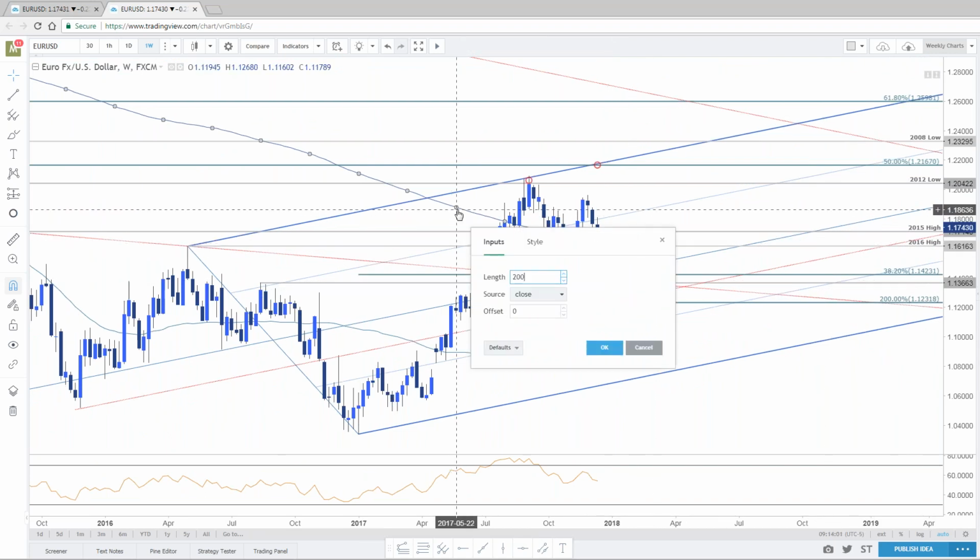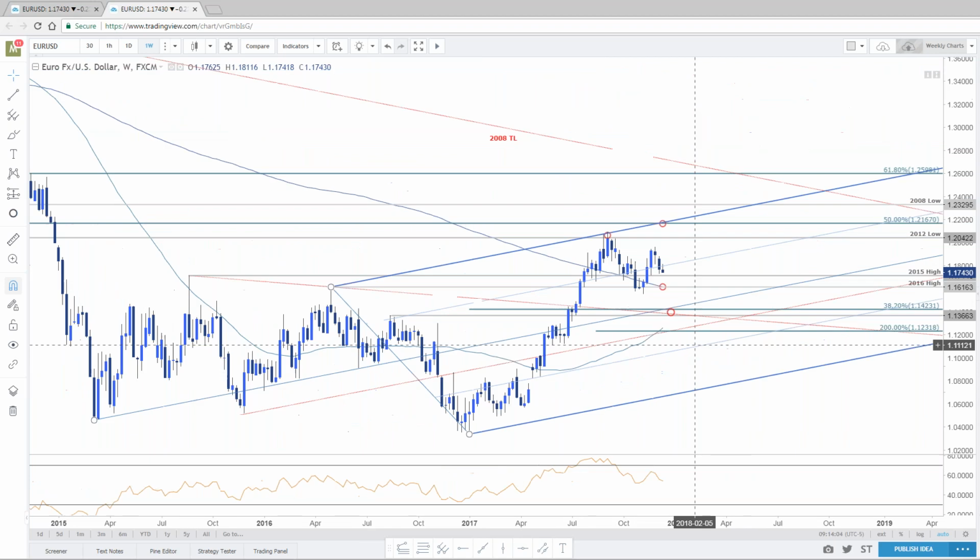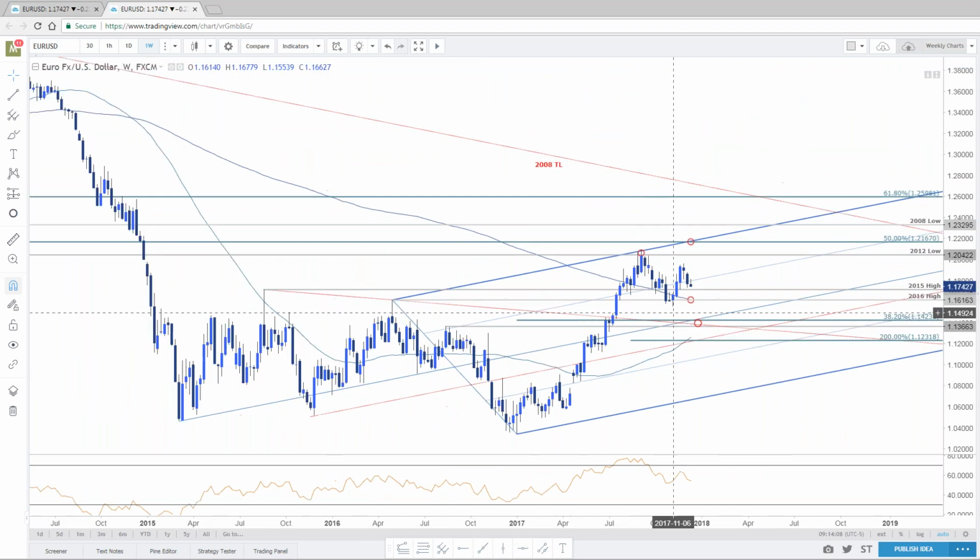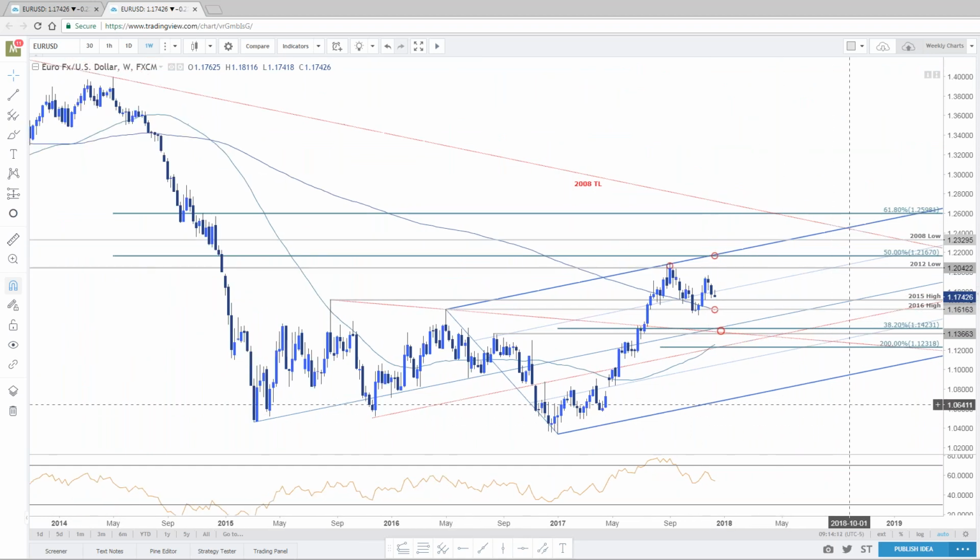There's a 200-week moving average. Pretty big deal. It converges right on former swing highs from 2016. It still would leave it for a move lower, basically at risk. Right, so the weekly chart, nothing really super constructive here, right? You could see a scenario moves lower.